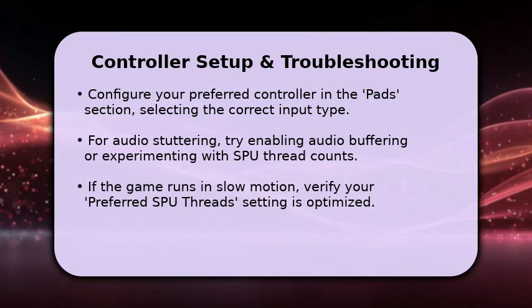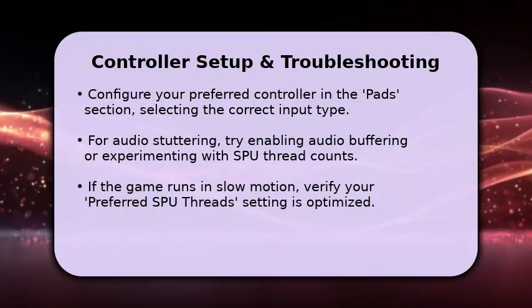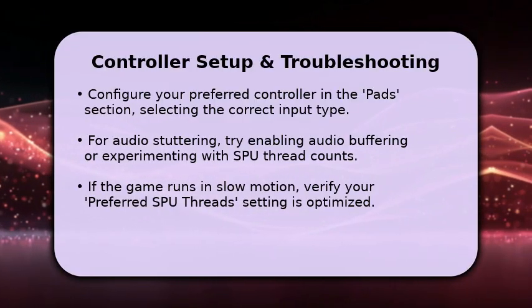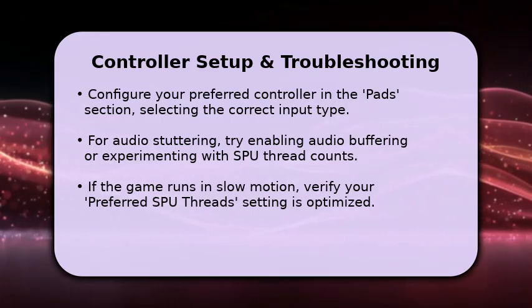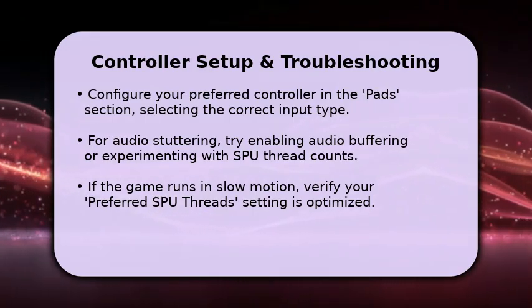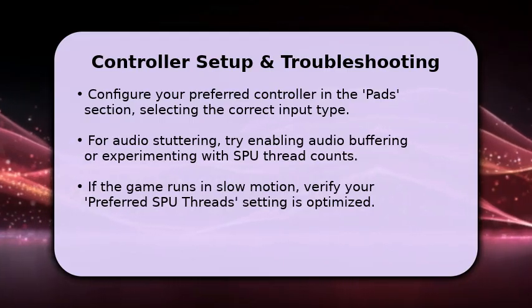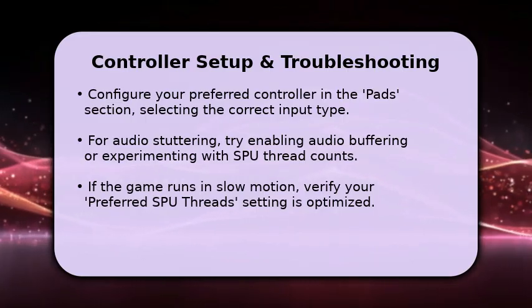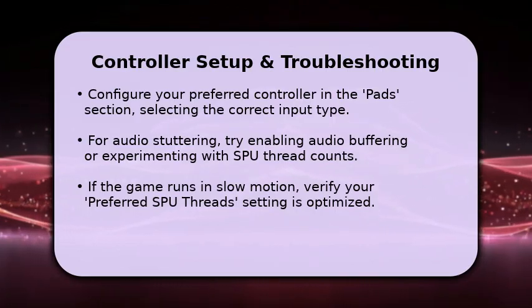Setting up your controller is straightforward. Just go to the Pads section and select your input type, like X input for Xbox controllers. If you experience audio stuttering, try enabling audio buffering or adjusting the SPU thread count. Should the game run in slow motion, recheck your preferred SPU thread setting, as this often resolves the issue. Lastly, if you see bright ground textures, confirm that right color buffers is enabled in your GPU settings.